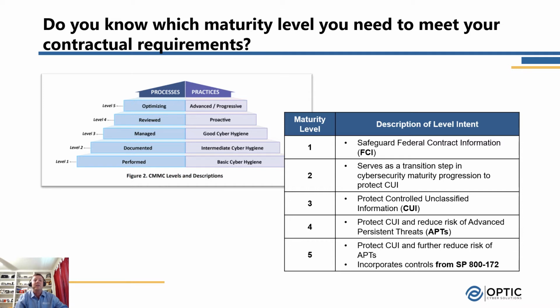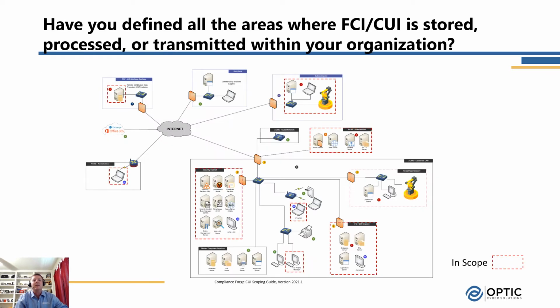So once we know the sensitivity of the data that we have, whether we have controlled unclassified information or FCI, and we know what level of certification we need to get, the next thing we need to do is be able to identify where that sensitive data is in our environment. So do we understand the resources that are processing, transmitting, and storing that either FCI or CUI data? And this goes all the way to the technical process and system as well as the staff resources that we have that will have access to it, right? Have they been identified and defined?